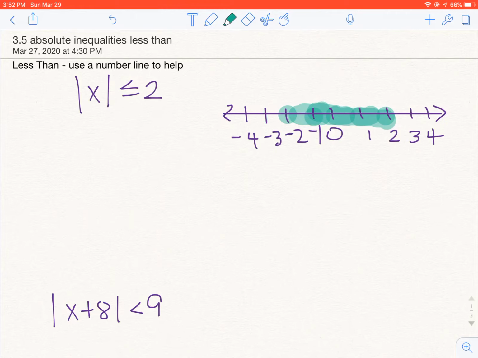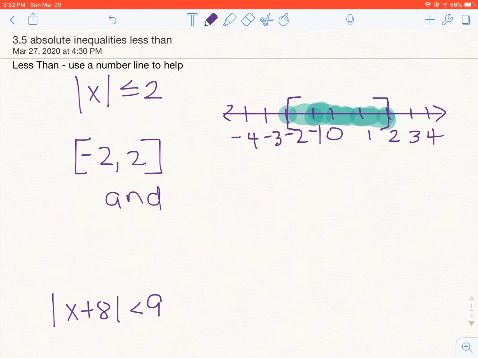So this is what I have on my graph. I'm going to include -2 with those square brackets, and I'm going to include +2 with those square brackets, and notice I have everything in between. So if I do this with interval style, I have -2 to 2. Notice this is an AND statement.